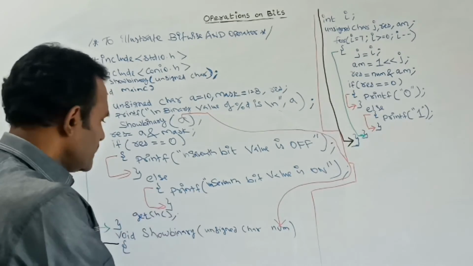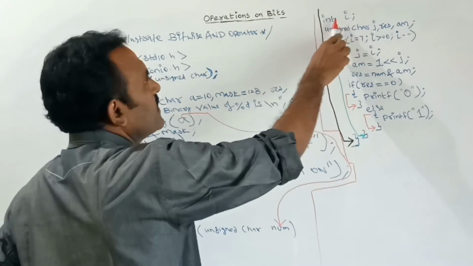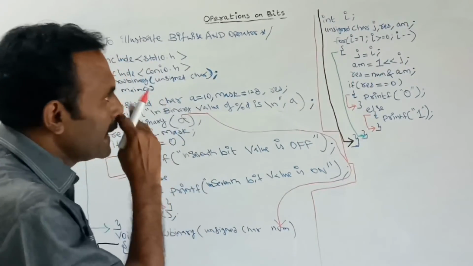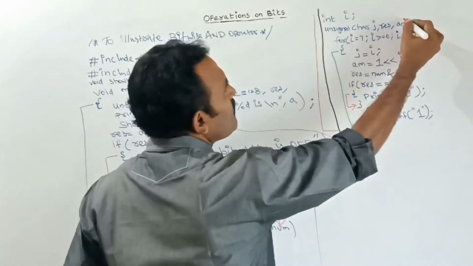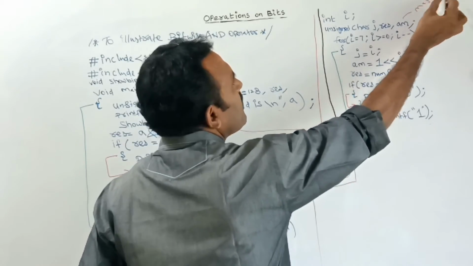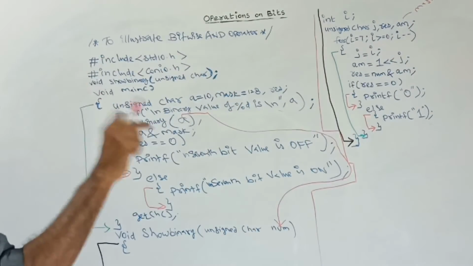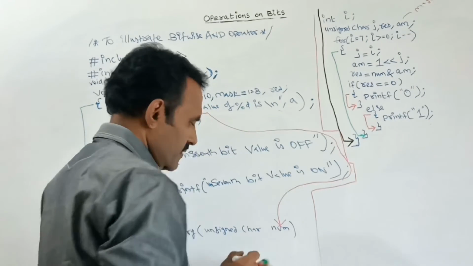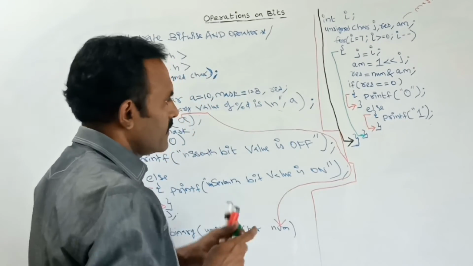Next, inside this user defined function, the variable names are i, j, res and am. See here, this am is the mask value. Here I am going to print the binary value of this a value, that is 10. Now let us see the output here.